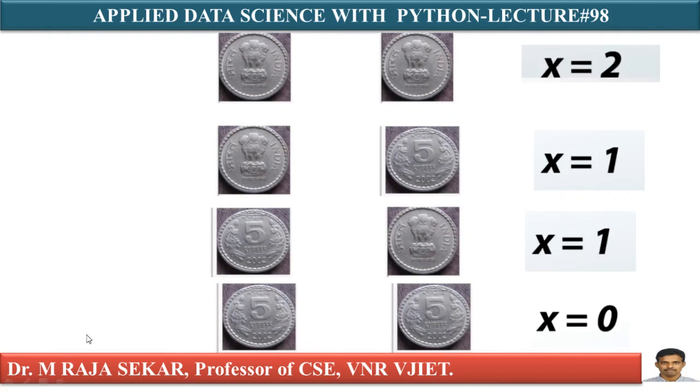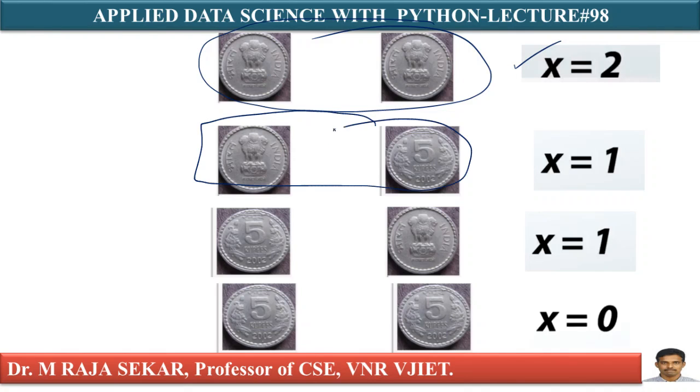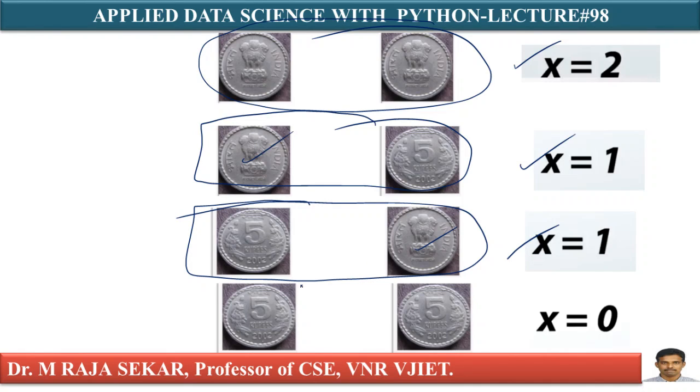Just see here. If I toss two coins, what are the possible outcomes? You may get two heads, head, head. How many heads in this particular outcome? There are two heads. Therefore, x equal to 2. How many heads in this particular outcome? There is only one head. Therefore, x equal to 1. How many heads in this particular outcome? There is only one head. Therefore, x equal to 1. Here, this one. How many heads in this particular outcome? 0 heads. Why? Because these two are tails. Therefore, x equal to 0.